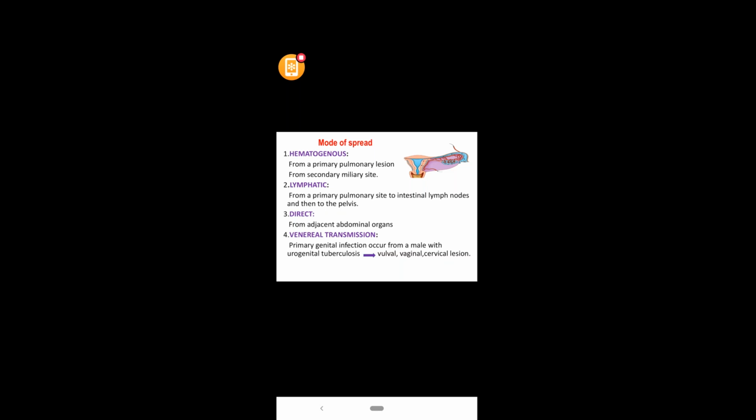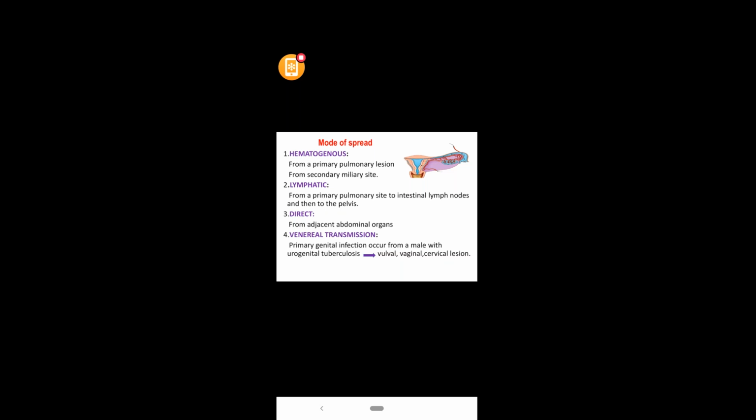Next is the mode of spread. The spread can be blood, that is hematogenous spread, lymphatic spread, direct spread, or venereal transmission. Coming to the hematogenous spread, if the primary lesion is in the lungs, from a primary pulmonary lesion it will spread to the genital tract. And if a secondary miliary focus, like gastrointestinal, kidneys or other vital structures, got infected with TB, the spread to the genital tract through blood is also common.